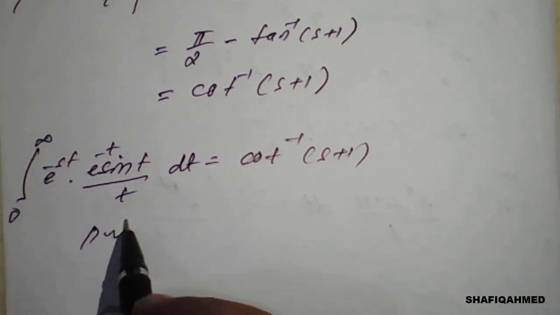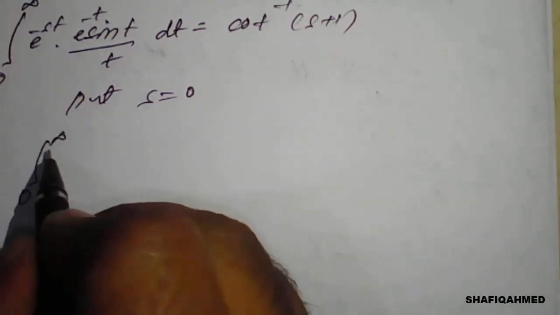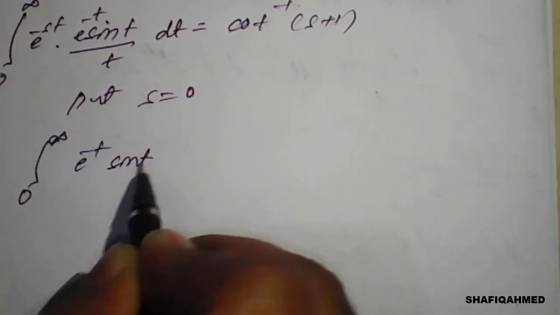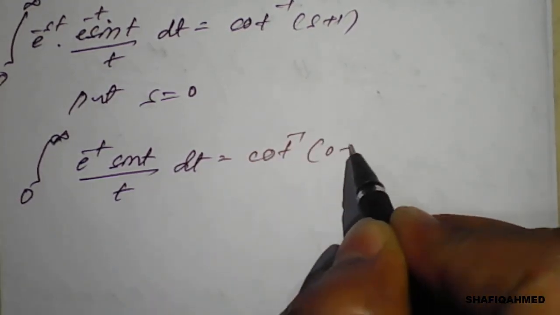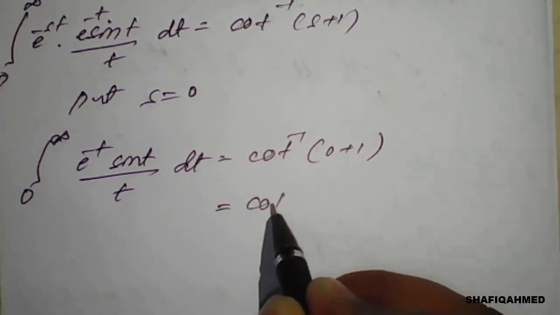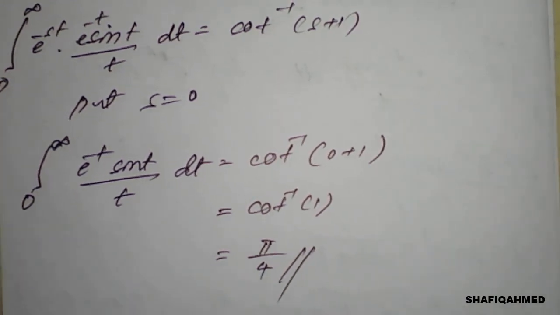So put s equal to 0 on both sides. e raised to 0 is 1, so integration 0 to infinity e raised to minus t sin t upon t dt is equal to cot inverse of 0 plus 1, which is cot inverse of 1, and cot inverse of 1 is nothing but pi by 4. In this way we need to simplify the problems based on this integration using the definition of Laplace transform.